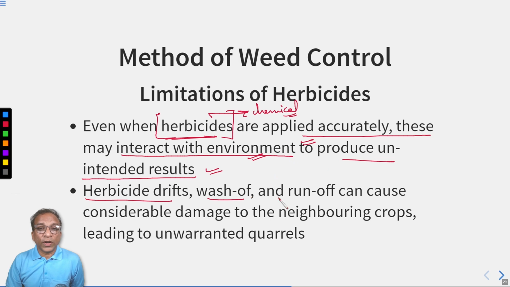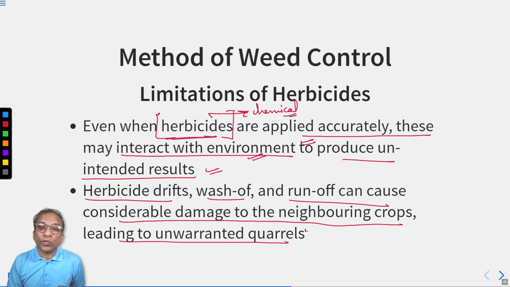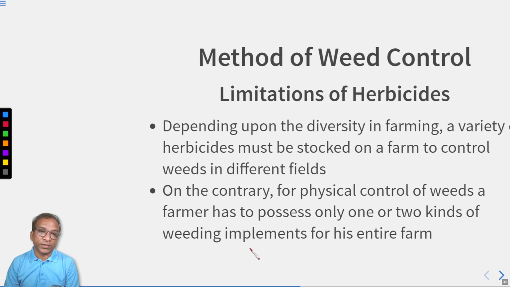Herbicide drifts, wash off, and runoff can cause considerable damage to the neighboring crops, leading to unwanted quarrels. We have used a herbicide that is crop specific, and when there is a wash off or runoff, these herbicides can move to the neighboring cropland, where there are some different crops. And you all know that these herbicides are crop specific. So it will have some adverse effect on the neighboring crops, leading to unwarranted quarrels.